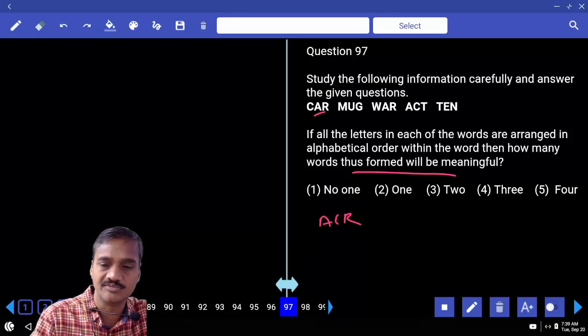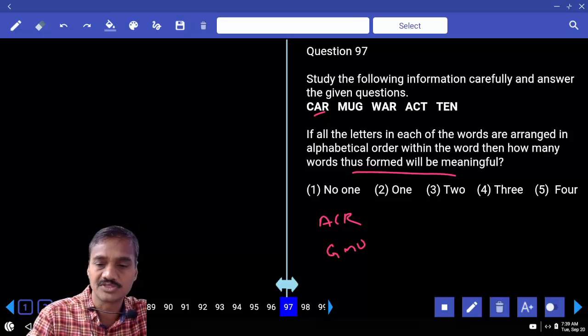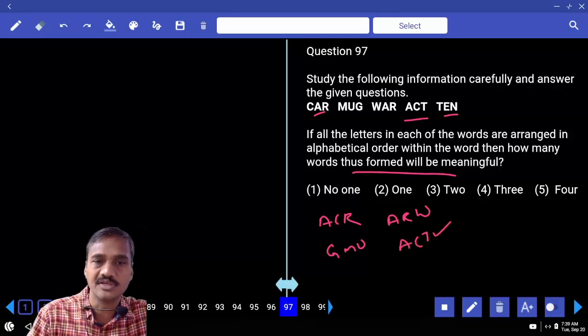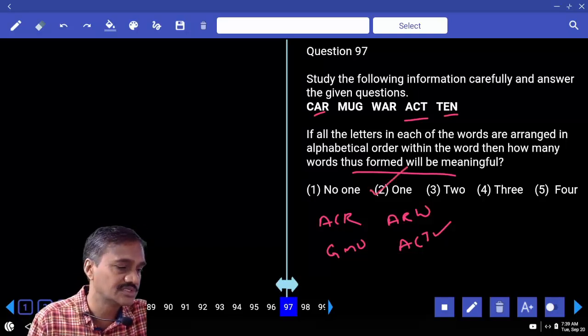Next one, GMU and GMU, అవుతుందా? And next one, ARW. Next one, this one, ACTAC. Yes, it is a meaningful word. Now in this one, ENT. There is no meaningful word. Hence, what is your answer? Only one, choice 2, 97.